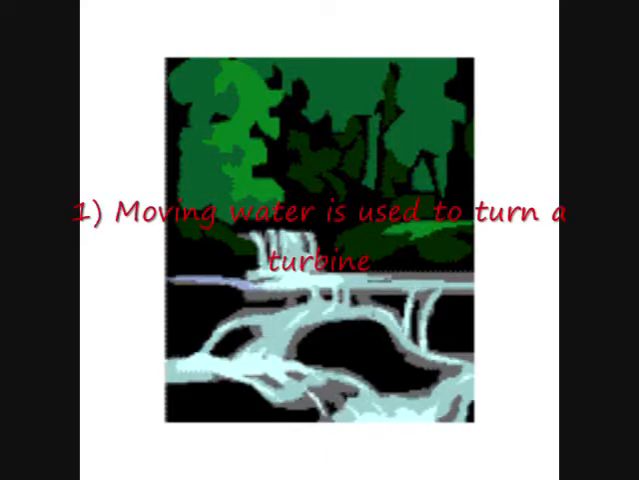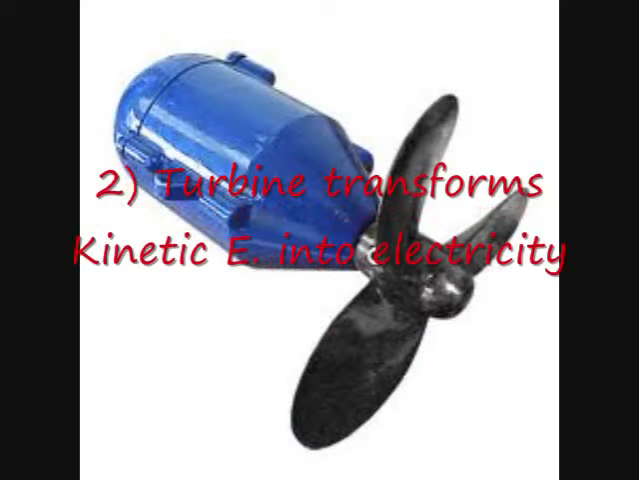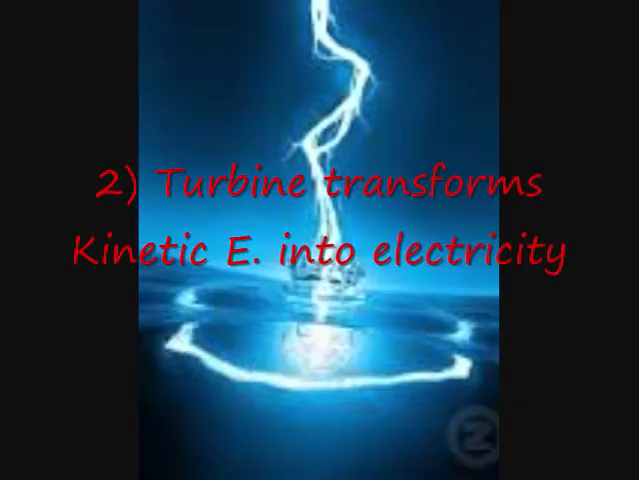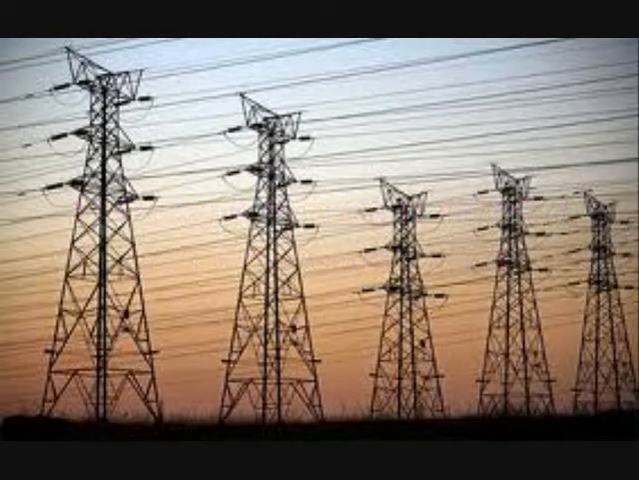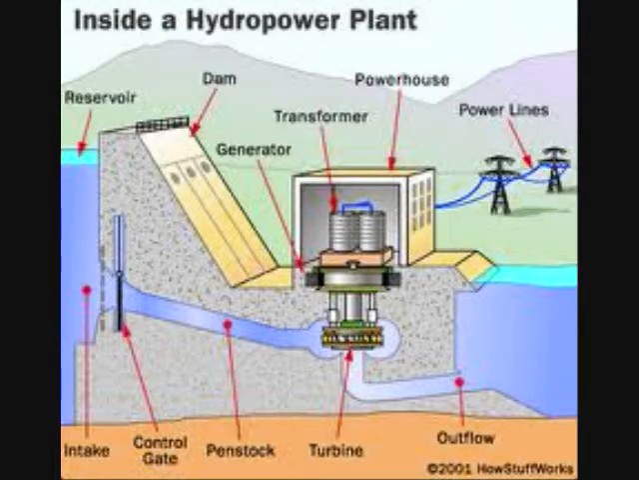The way hydroelectricity works is that moving water, which contains kinetic energy, is used to turn a turbine. The turbine then transforms the kinetic energy into electricity. The electricity is then exported to the electrical grid with transmission lines. The greater the vertical distance of the water falling, the more potential energy and electricity it can generate. So the higher the flow of the water, the more energy it generates.